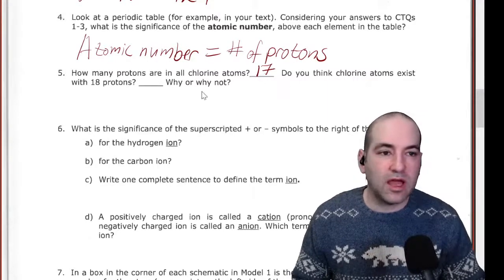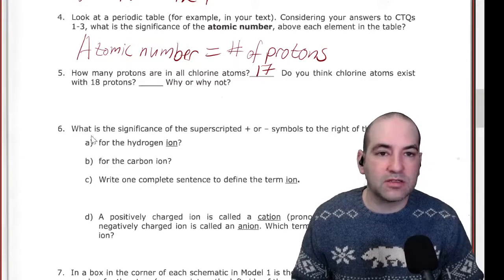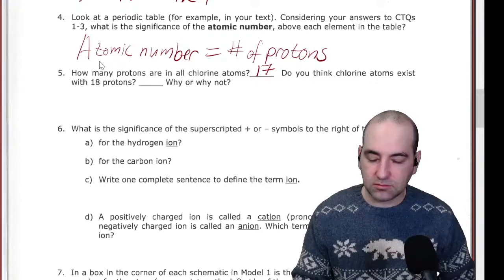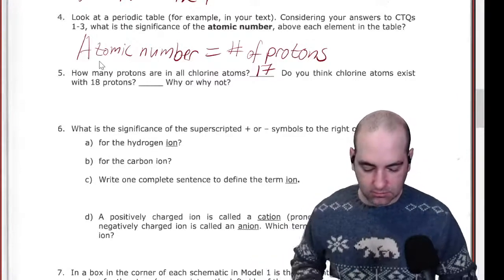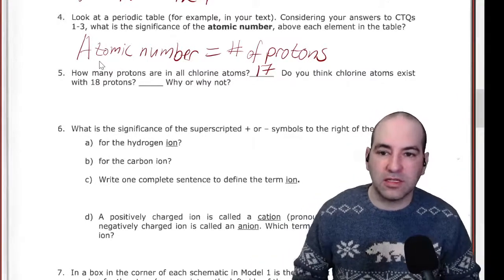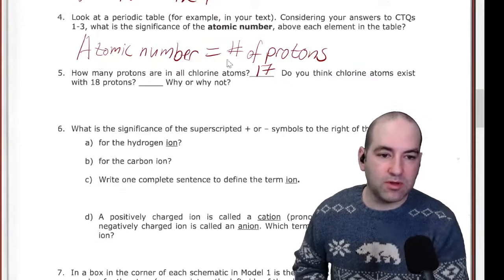Do you think chlorine atoms exist with 18 protons? Well, what do you think? Think about it for a second. What would happen if a chlorine atom had 18 protons? And maybe it would be helpful to pull that periodic table up again.